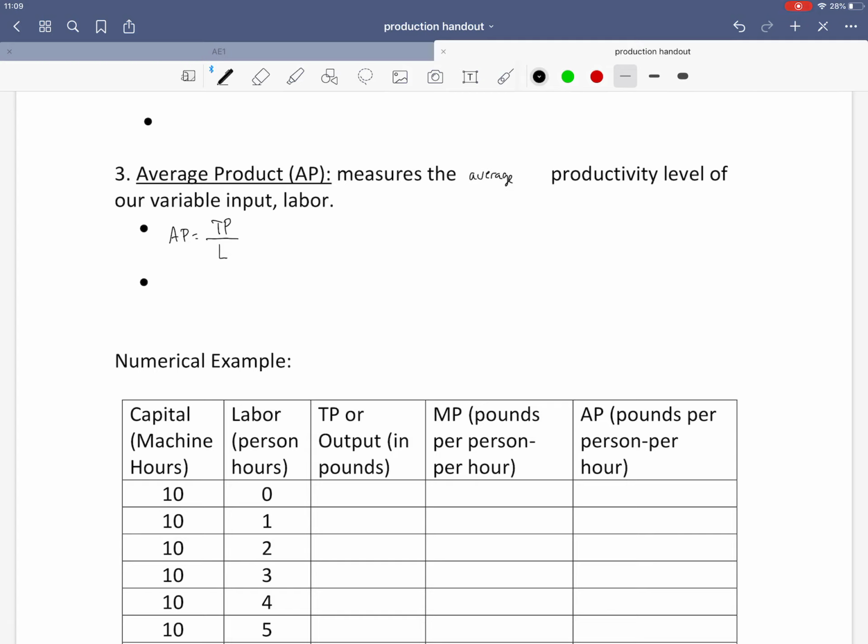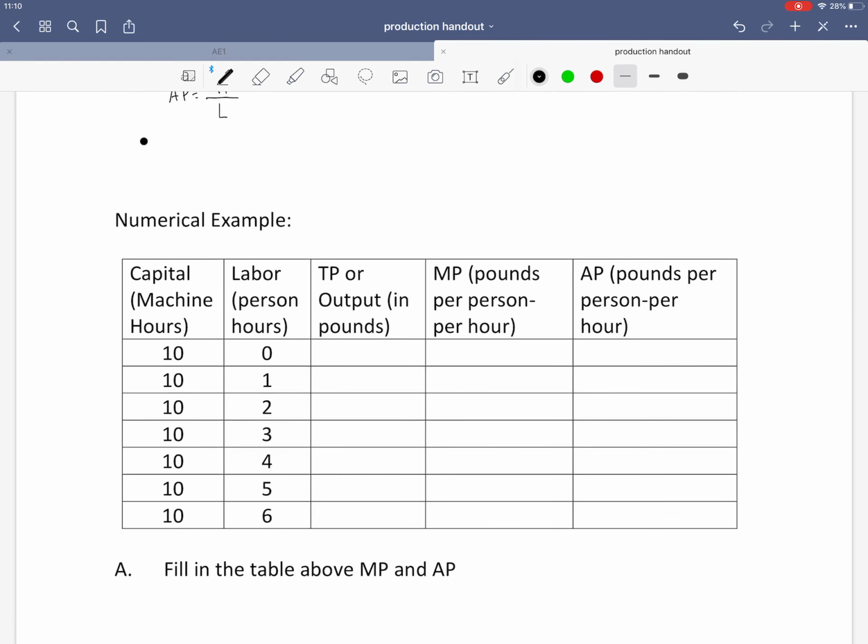So our average product is also referred to as our labor productivity. So sometimes instead of using an individual measure of productivity like our marginal product, we might want to look at the entire labor force or a subset of the labor force and measure its collective productivity. So average product is most commonly going to be used to compare productivity levels across different production sites or across countries in some instances. So we can have a McDonald's on the north side of town, and we can have a McDonald's on the south side of town. And we can see which site is more productive by looking at their average product. So let's look at a numerical example.